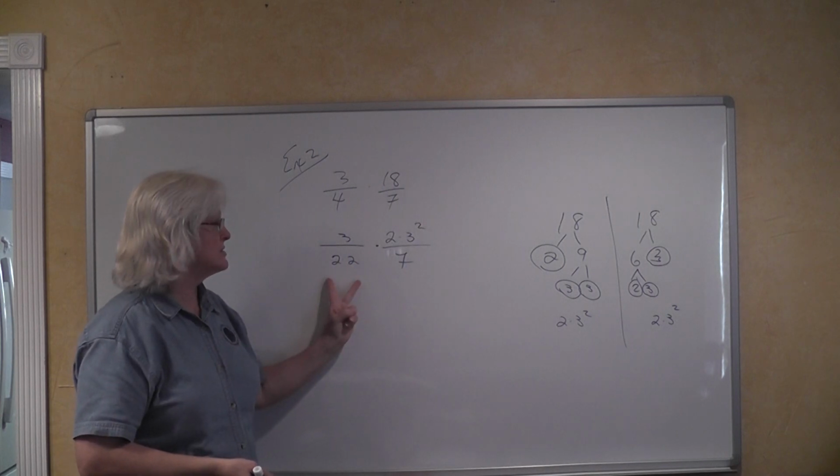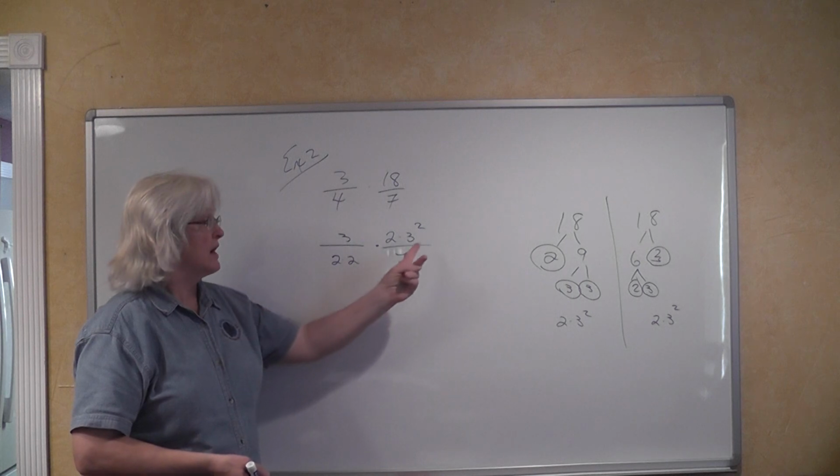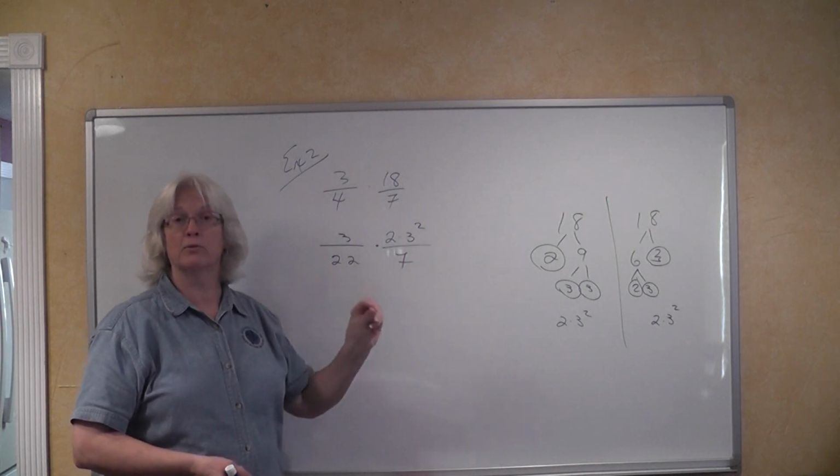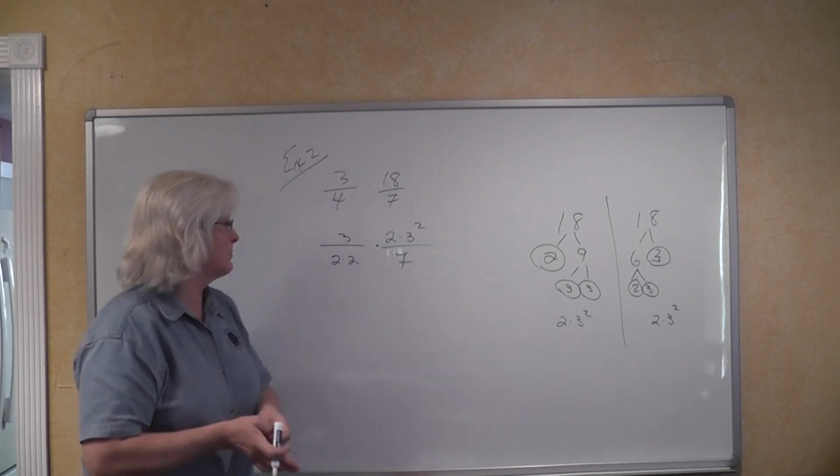Now, you notice that I indicated 3 squared here? I have 2 times 2 here. I could just as easily have said 2 squared. I could have just as easily said 3 times 3. Use whichever form works best for your mind.